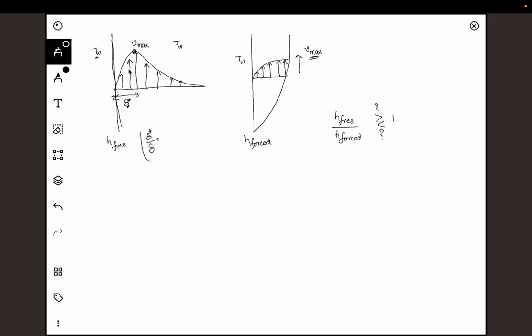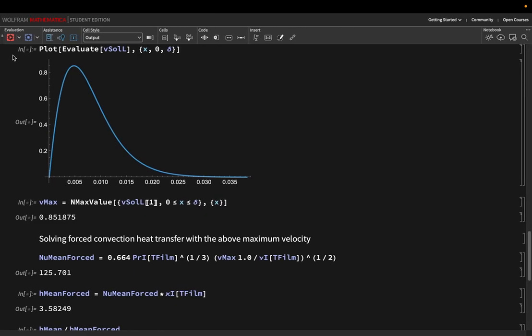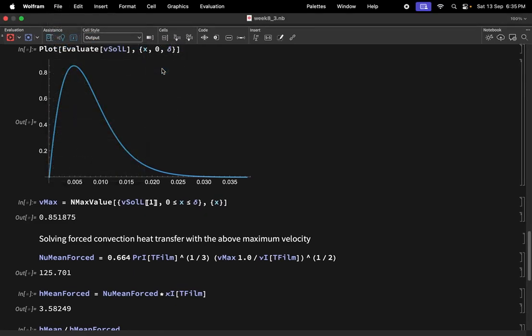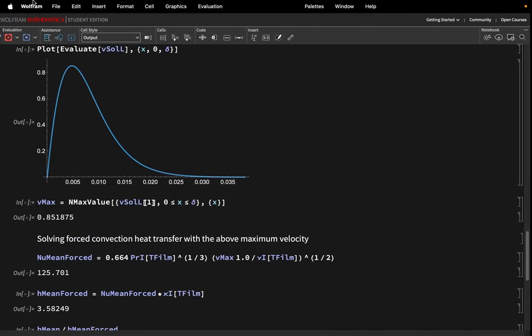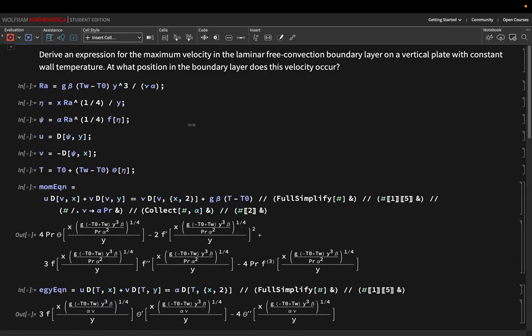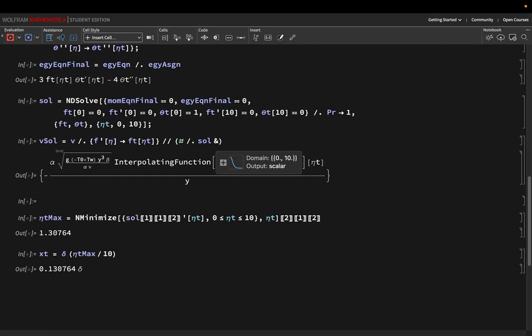I can say, if I define delta star to be the distance where v reaches maximum, what is delta star by delta? That is basically the last question. Since you cannot solve it by hand, because we do not have an analytical solution at this point, all we have to do is again numerically solve the same set of equations and get the velocity profile.